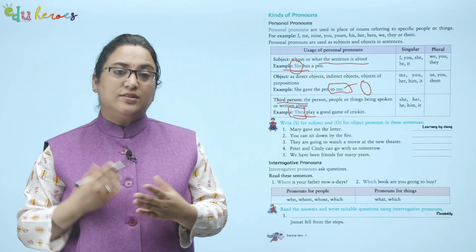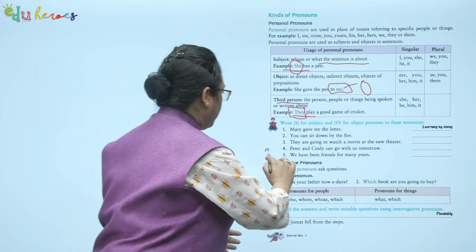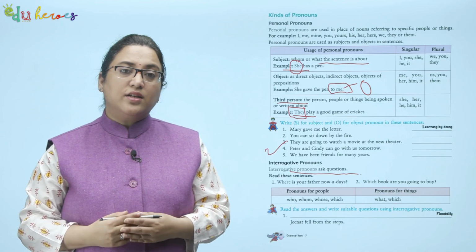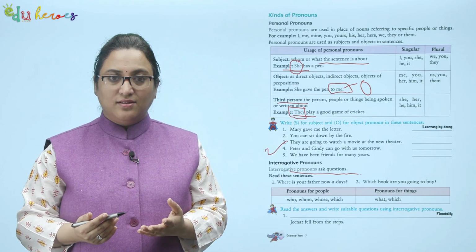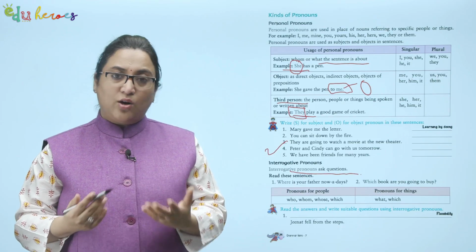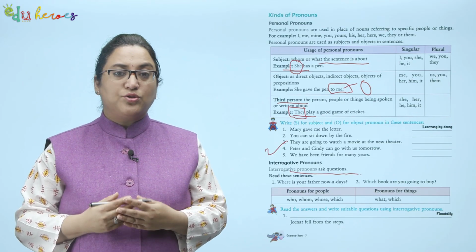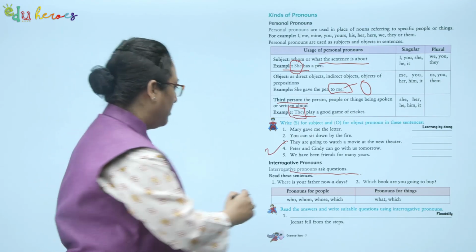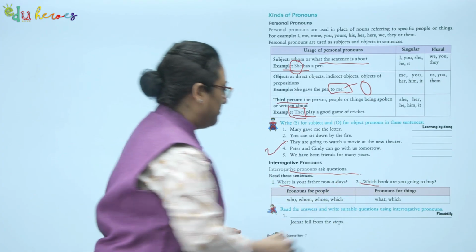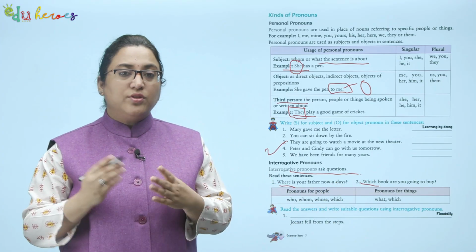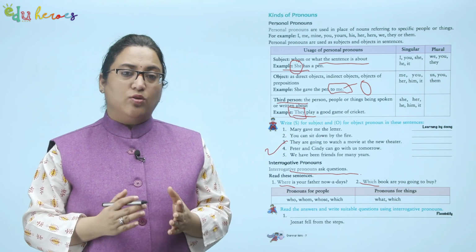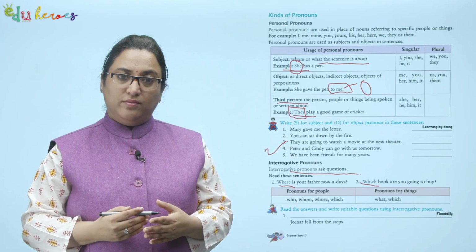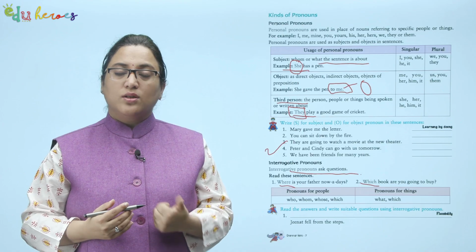Now we will study interrogative pronouns. Yes, interrogative pronouns ask questions like, where is your father nowadays? Which book are you going to buy? As you can see, these are written right at the beginning of a sentence. Where? Which? Now, we have to remember that there are specific pronouns used for people and separate ones for things. For people: who, whom, whose, which.